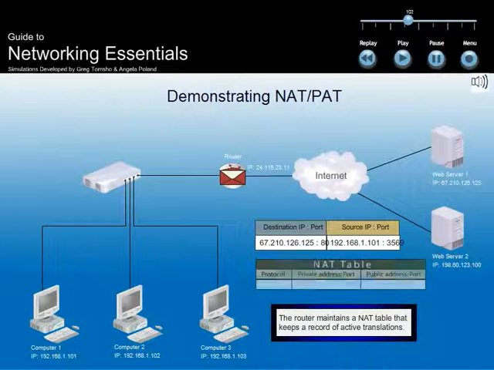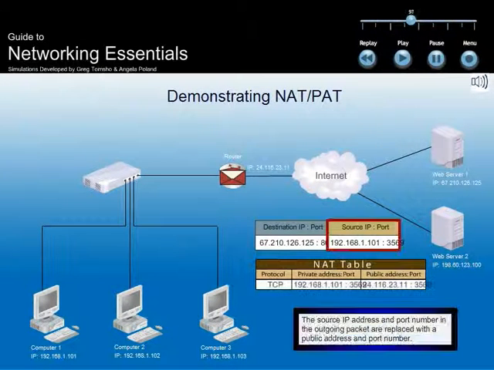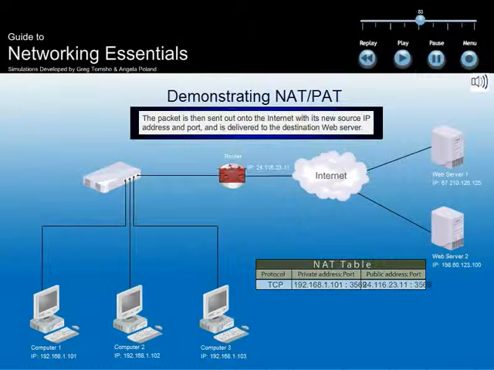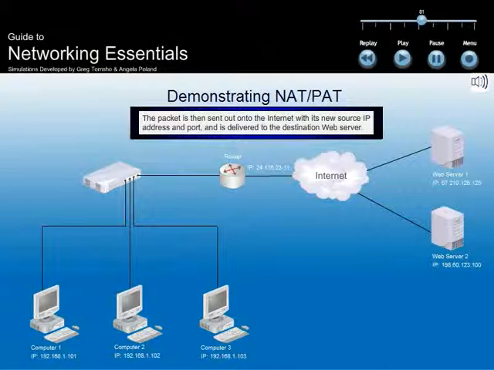The router maintains a NAT table that keeps a record of active translations. The source IP address and port number in the outgoing packet are replaced with a public address and port number. While the port number is usually the same in the original and translated address, it doesn't have to be. The packet is then sent out to the Internet with its new source IP address and port, and is delivered to the destination web server.